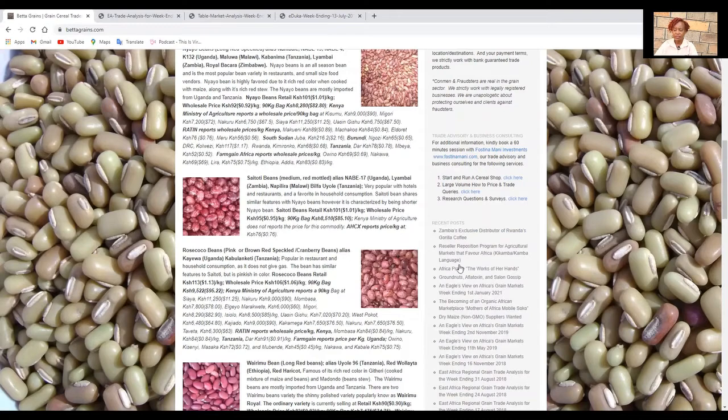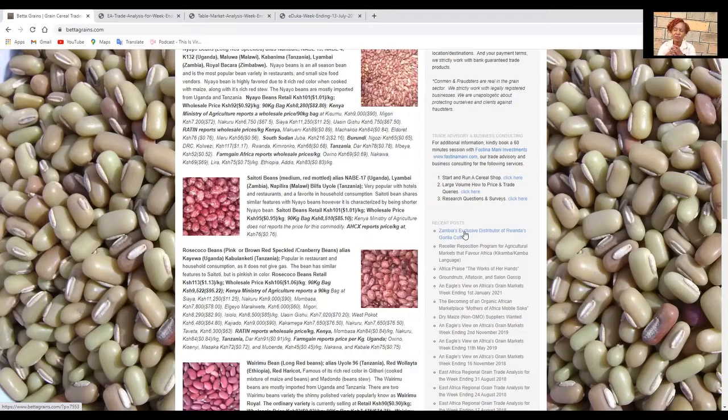And if you look over here in this sector where it says how to start and run a cereal shop, this is where you will now find information on the training courses that have been developed to do that. If you want to do large volume trade, this is where you'll also find a program that has been done for that.